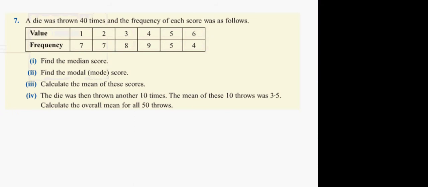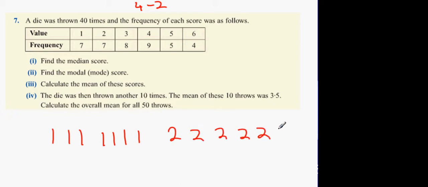This here is question 7. It's on exercise 4.2. It's known as a frequency table. What frequency table means is, frequency means how often does the score turn up. So for example, we currently have 7 ones and we have 7 twos. You're not going to write them all out and add them all up to get the mean. What we do instead of adding is we multiply.